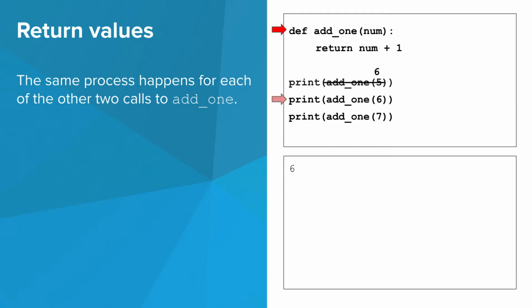The interpreter jumps up to the instructions for add1, sets num to 6 this time, making the return value 7, and 7 is what replaces this call to add1. Then the interpreter moves on to the last print, jumps up to add1, sets num to 7, returns the value 8, and 8 replaces the call to add1.